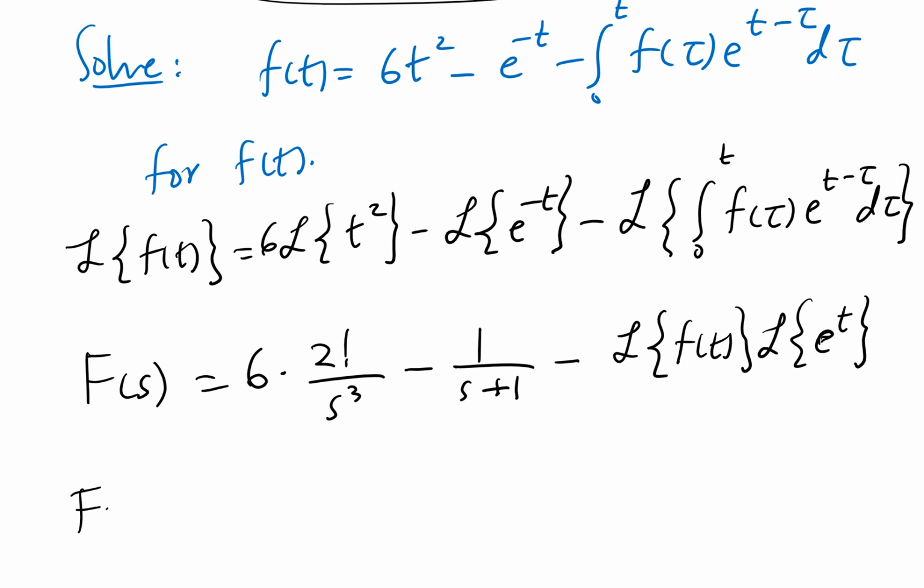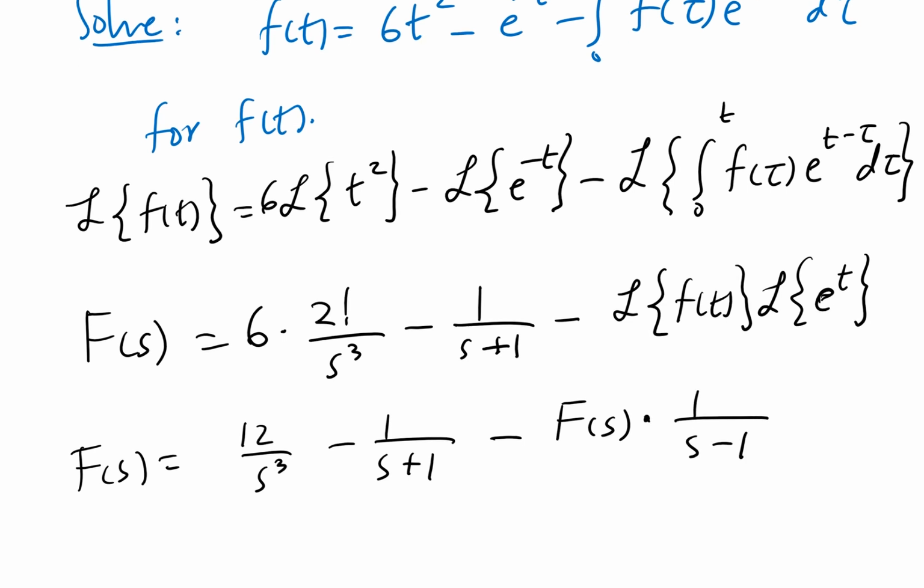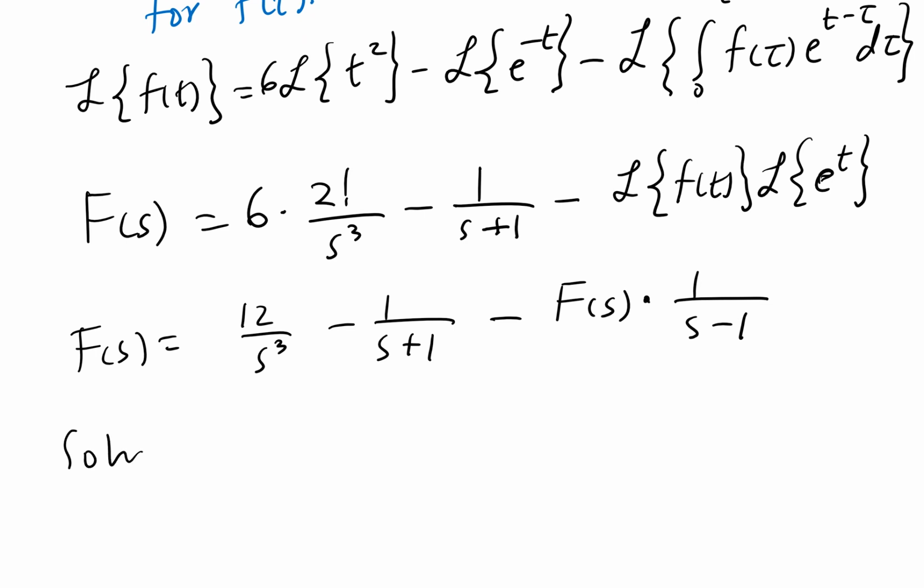So let's keep this the same. This is 12 over s cubed, minus, this stays the same, minus this is capital F of s, and this is 1 over s minus 1. And now what we need to do is solve for capital F of s. Because when we solve for capital F of s, at the end we do the inverse Laplace, and that will give me small f of t. And that's what I'm looking for.